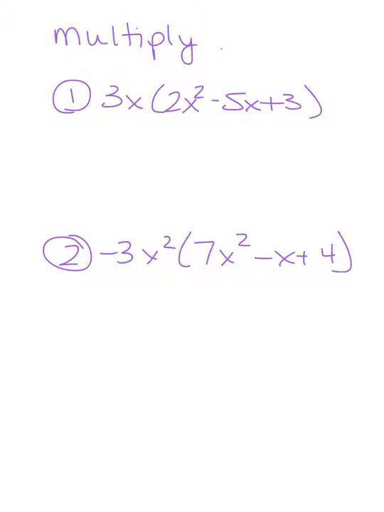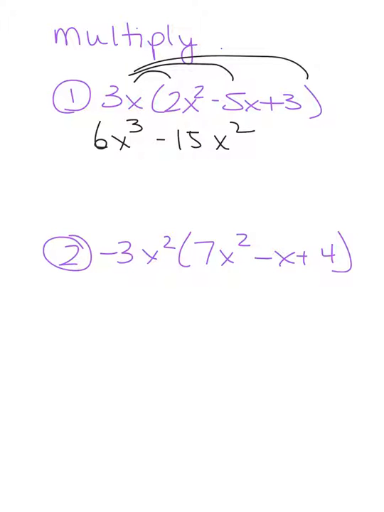So in number 1, we're going to multiply a monomial 3x times the trinomial 2x squared minus 5x plus 3. So we just have to make sure that we are distributing that 3x. So 3x times 2x squared gives me 6x to the 3rd. Remember, we're going to multiply the coefficients, and when we're looking at our exponents, we're going to add them. So 3x times negative 5x gives me negative 15x to the 2nd. And then I have 3x times 3, which gives me positive 9x.